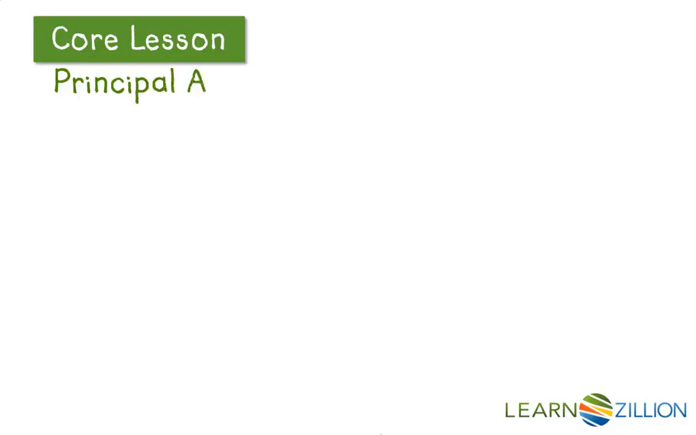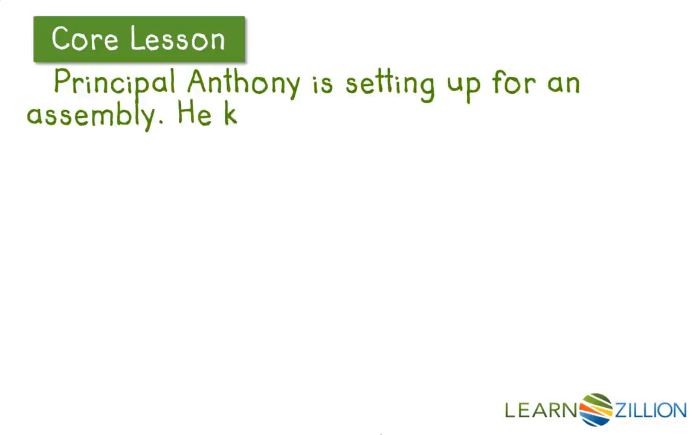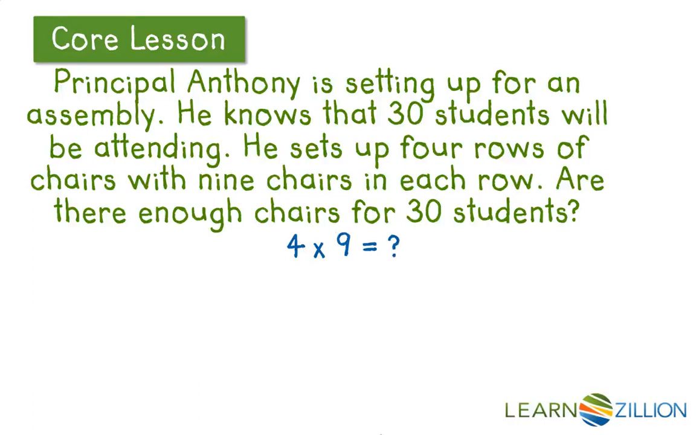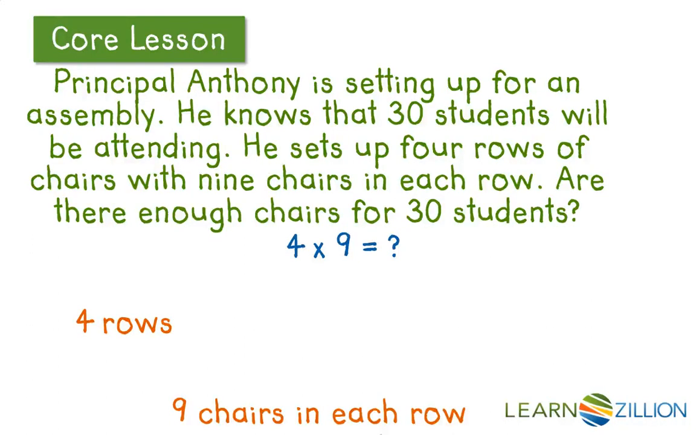When we go back to our original question, we need to know how many chairs the principal has set up, or what 4 times 9 is. We can figure this out by drawing an array. Remember, we can make an array that has 4 rows and 9 marks in each row, or an array with 9 rows and 4 marks in each row. Either would work, but I will make an array that represents the way Principal Anthony is setting his chairs up, which is 4 rows with 9 chairs in each.